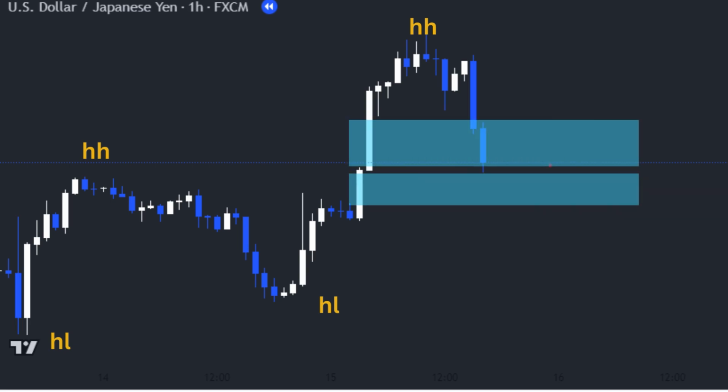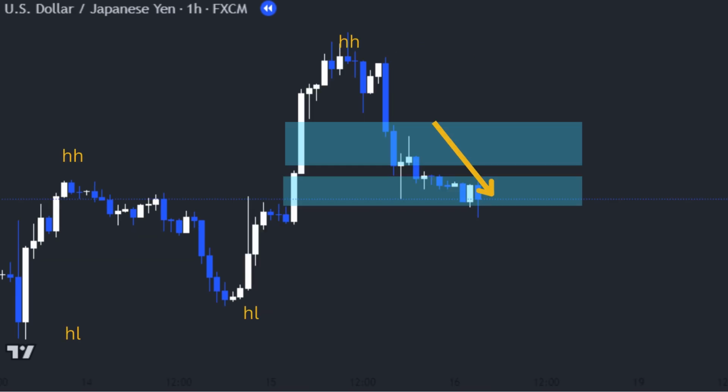We also notice that after breaking the structure to the upside, the price is now making a retracement targeting the unfilled imbalance zones. So let's wait and see if it creates liquidity due to some early retailers who would want to buy within this imbalance. Price continues retracing to the downside and it fills the second imbalance.